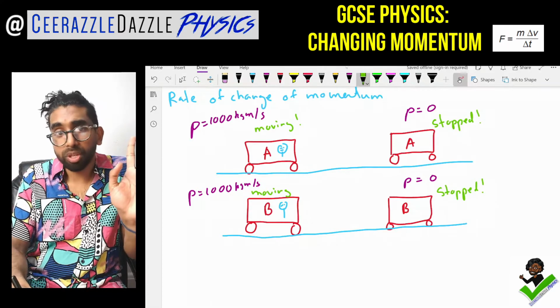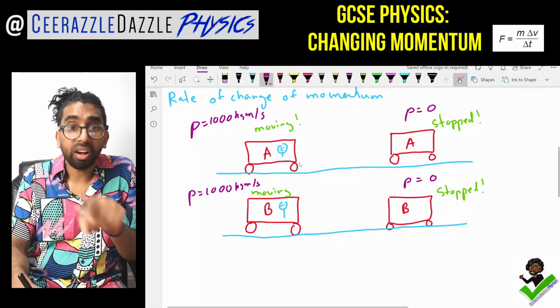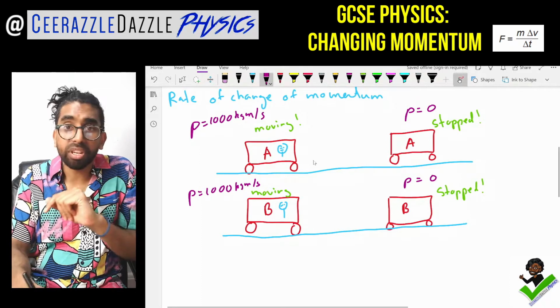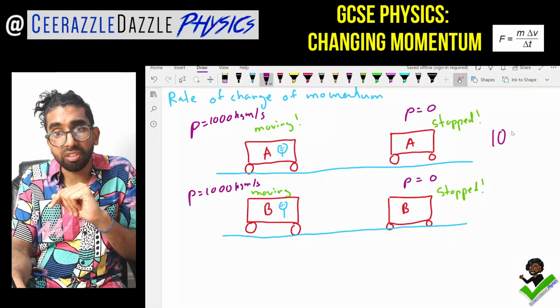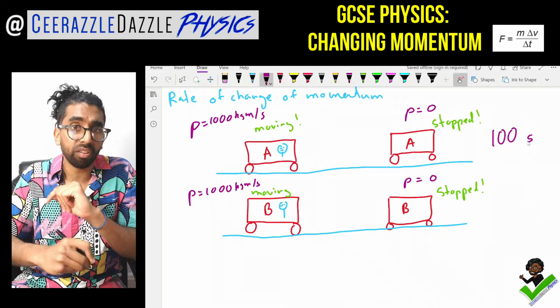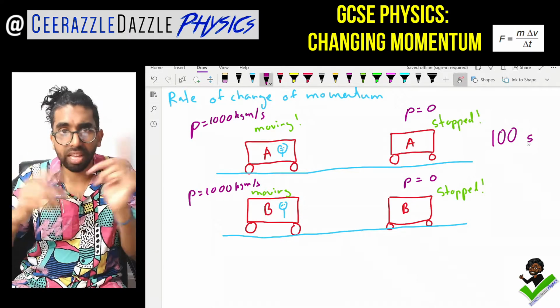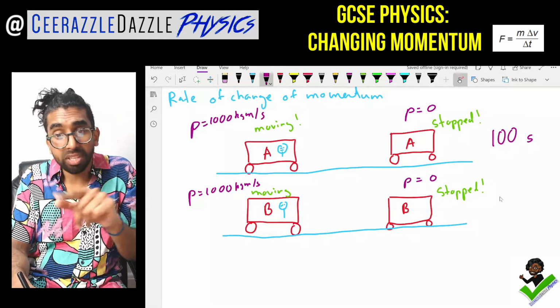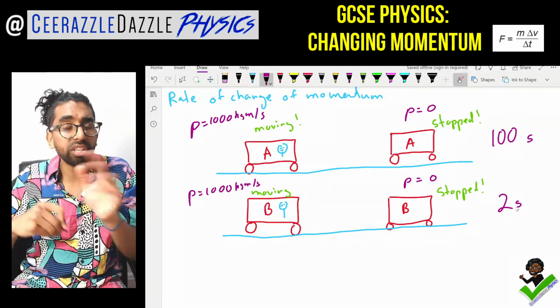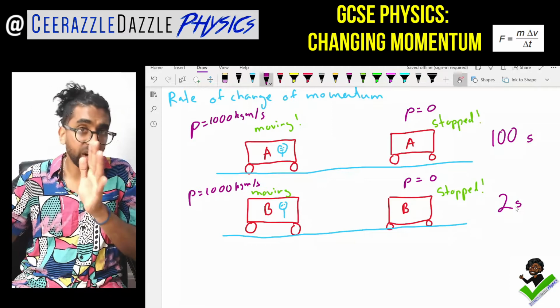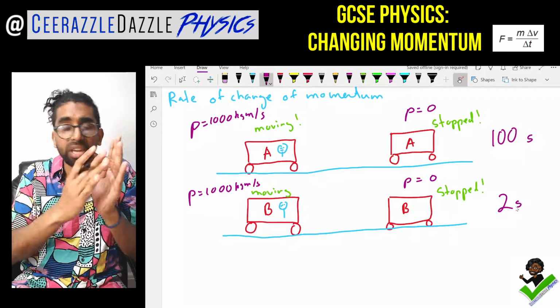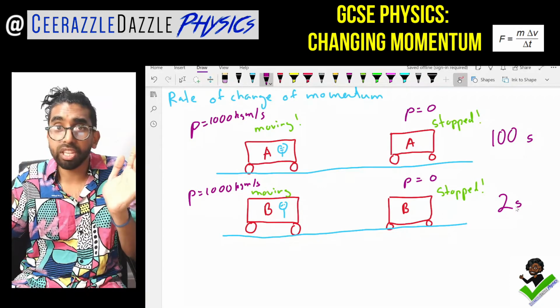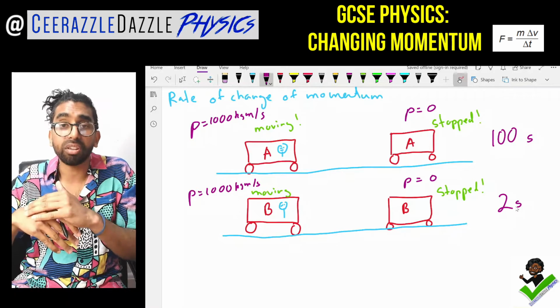But let's add the following twist. Let's say that car A changes the momentum, and this happens in 100 seconds. So it takes 100 seconds for this to occur. Imagine that, 100 seconds, count it in your head. But car B takes all of this to happen in 2 seconds. So car A is changing momentum in 100 seconds. Car B is changing momentum in 2 seconds.